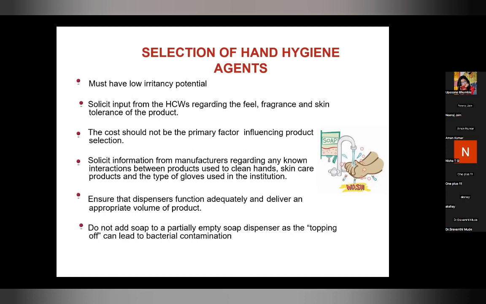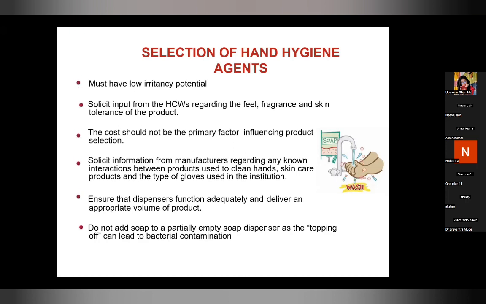As HICC head, ensure the dispensers function adequately and deliver an appropriate volume of product. So if your hand rub has a very small nozzle, it is not able to put even a drop over your hand. Or for hand soap, if the antimicrobial soap comes out very little, much less than even one drop, you need to check all these technical errors.